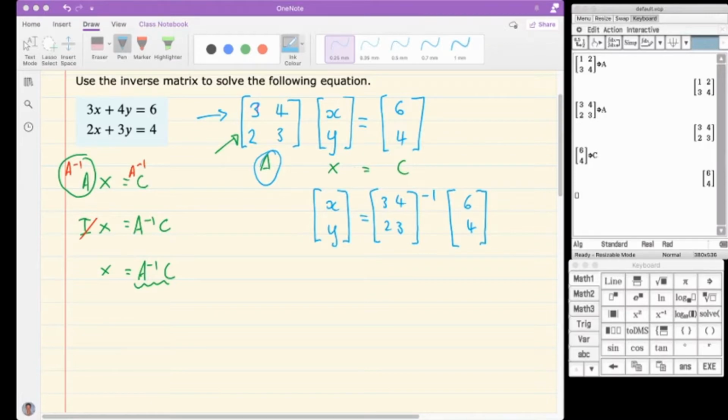Now if I multiply those, I want to do A to the power of -1 times C.